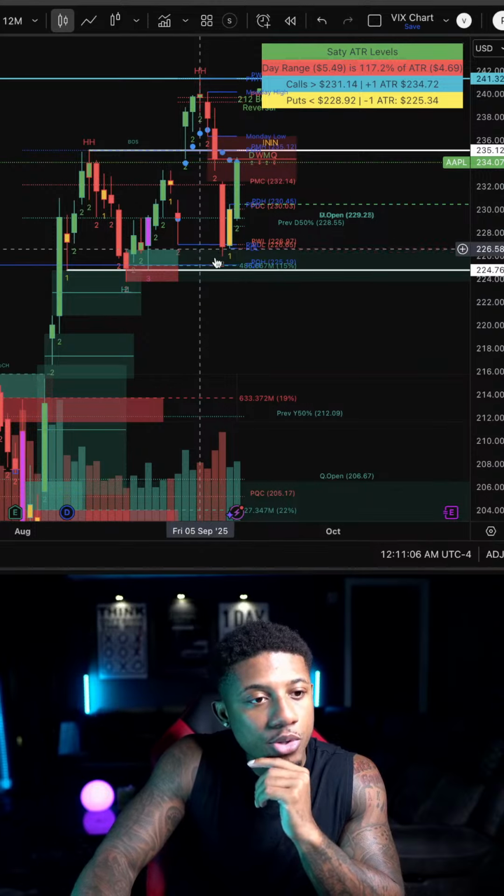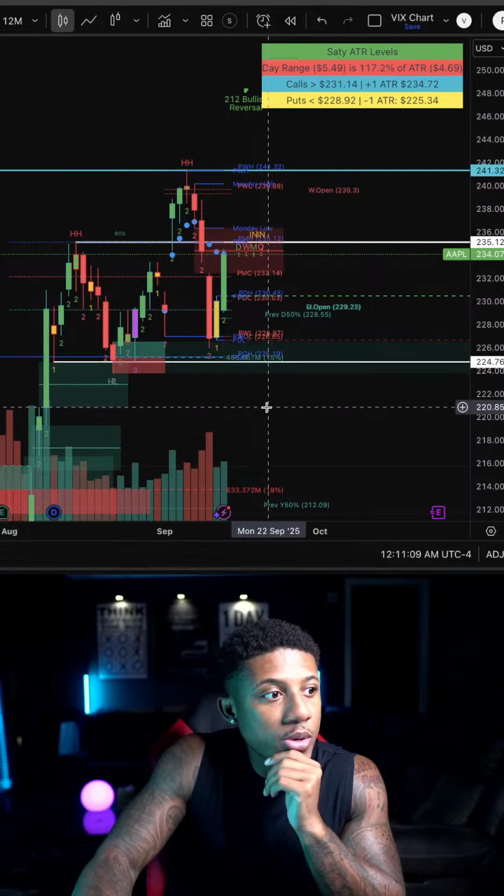You got me curious, what app are you using to show these graphs? TradingView. We're using TradingView right now.